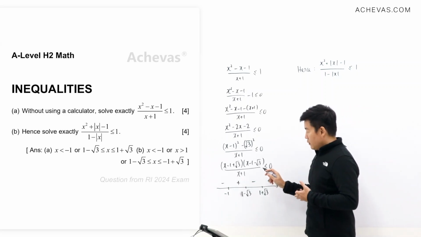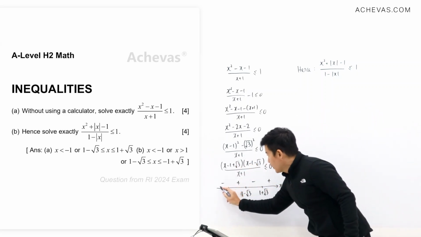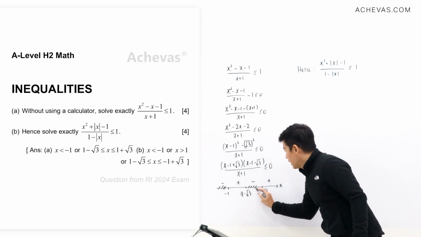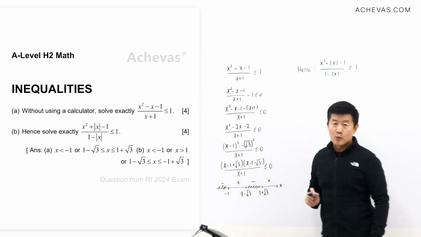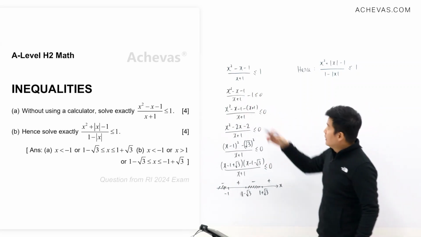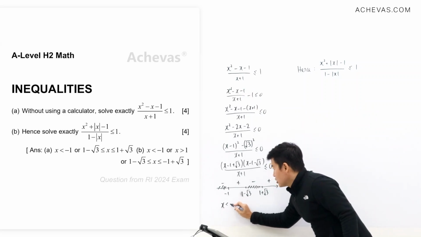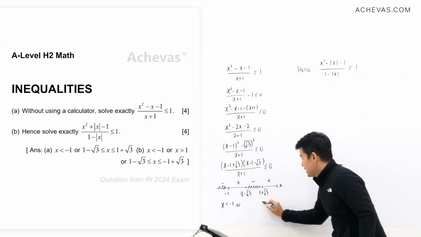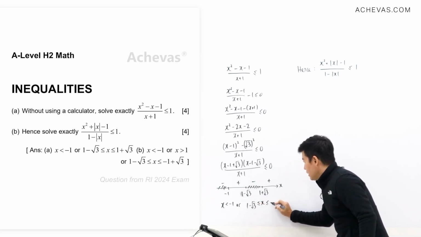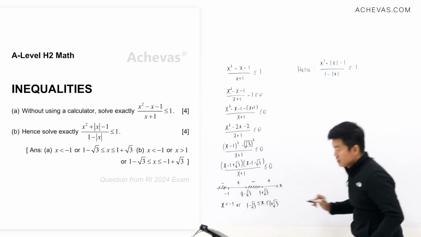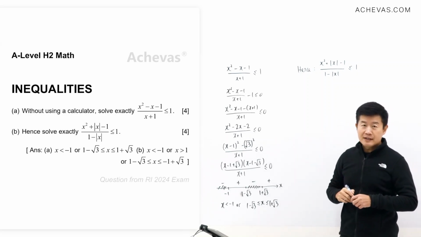So the range of values that will cause this entire expression to be less than or equal to 0 will be this region here and this region here. But since x cannot be equal to minus 1, or else the original inequality becomes undefined, the denominator will be 0 if x is equal to minus 1. So we are going to keep x strictly less than minus 1. And as for this interval, x is bigger than or equal to 1 minus square root of 3, less than or equal to 1 plus square root of 3. Okay, so now this is the answer to my first inequality.